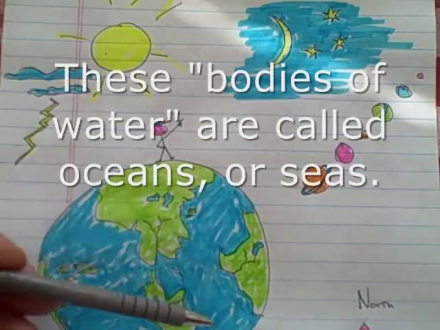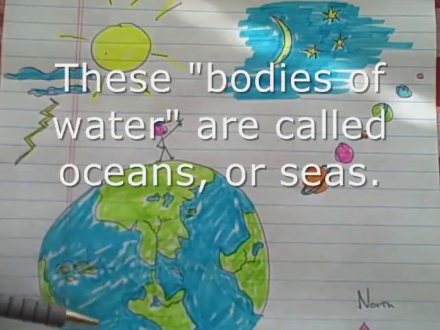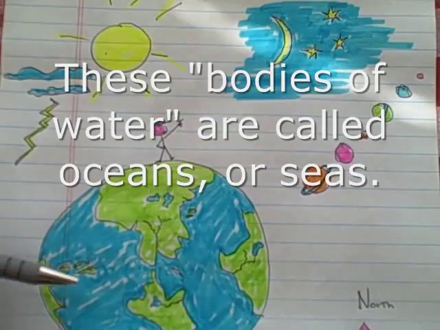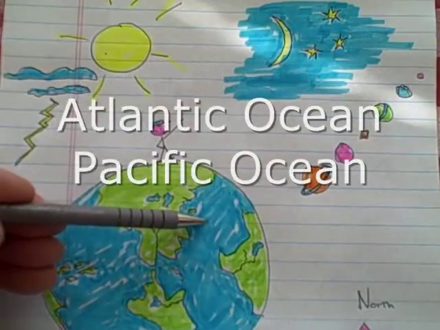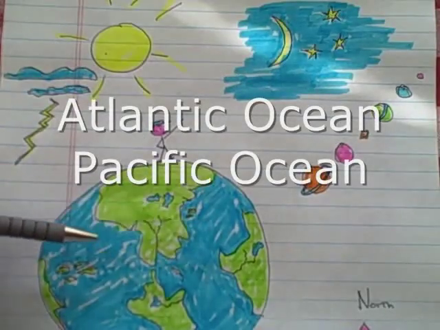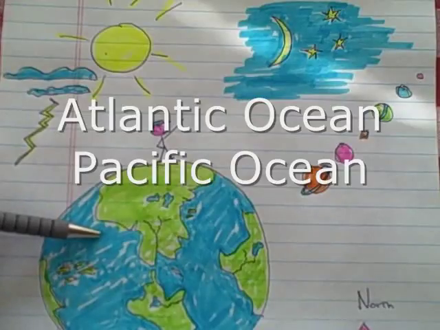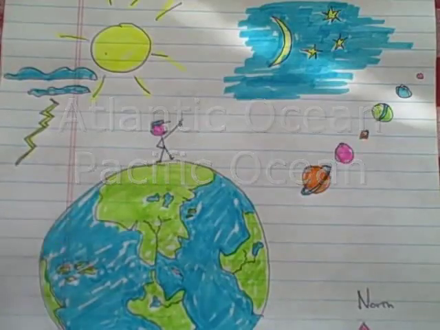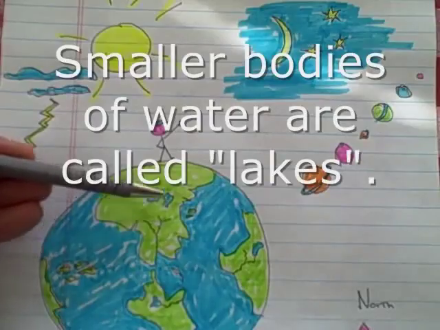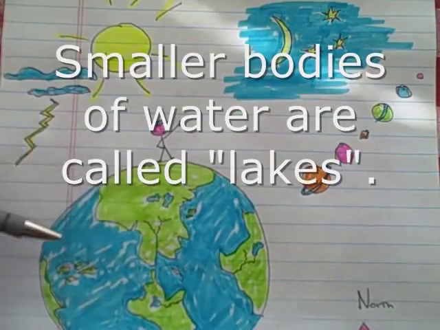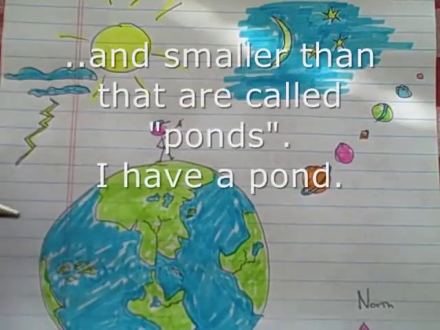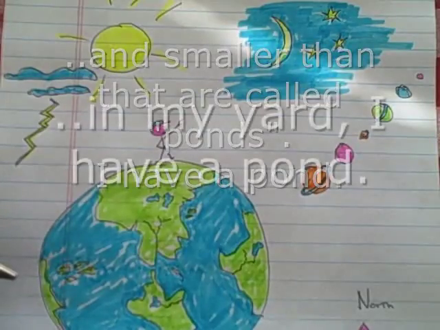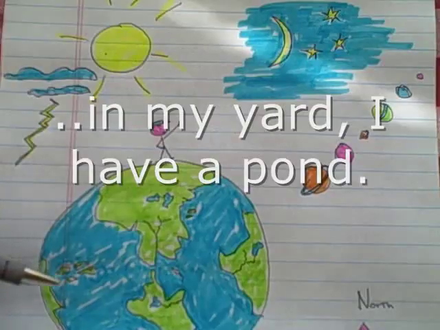These bodies of water are called oceans or seas. If this is North America, this is called the Atlantic Ocean, and this is the Pacific Ocean. Smaller bodies of water are called lakes. And smaller than that are called ponds. I have a pond in my yard.